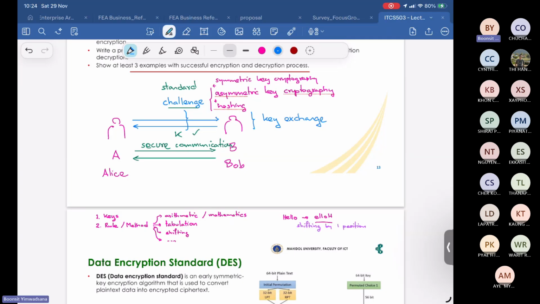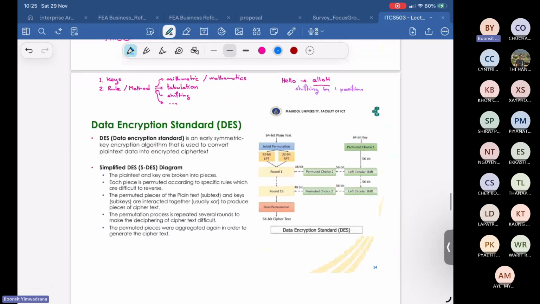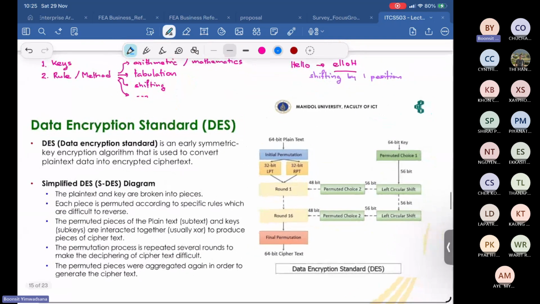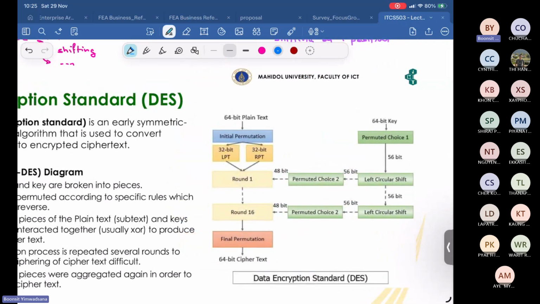And then once the key exchange process is completed, we have secure communication. The secure communication can use a different method or the same method as the challenge or whatever. You can be very creative in doing this. One of the standards is called Data Encryption Standard, or DES. This method was created to be a very difficult symmetric key cryptographic algorithm.